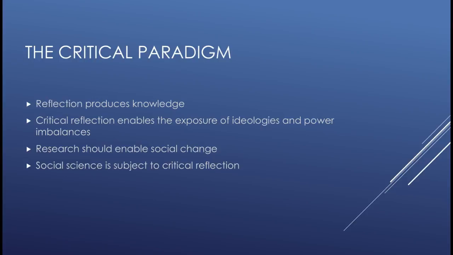The critical paradigm tends to look at reflection producing knowledge. This is where critical reflection, more than likely related to some type of rhetorical analysis or theory, enables the exposure of some type of ideology or power imbalances within the research being examined or conducted. Research in this type of paradigm is designed to enable social change, and we view social science as subject to an innate critical reflection at all times.